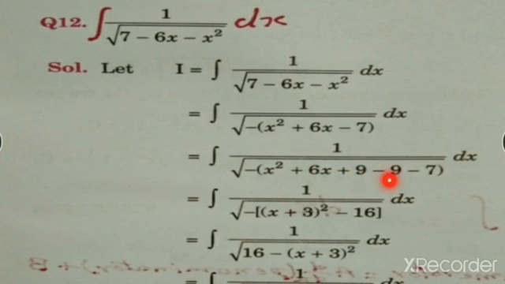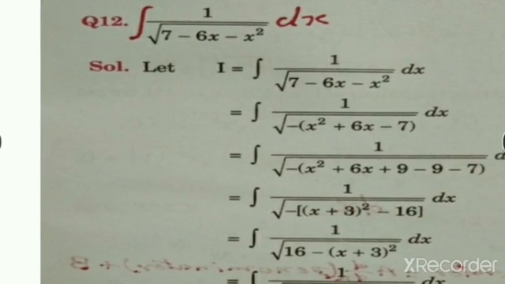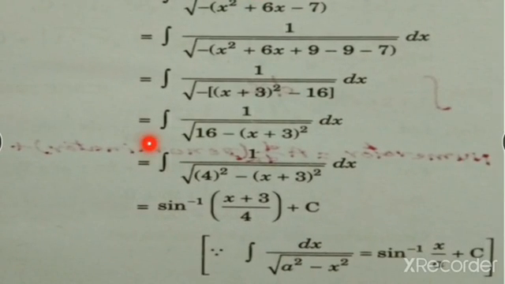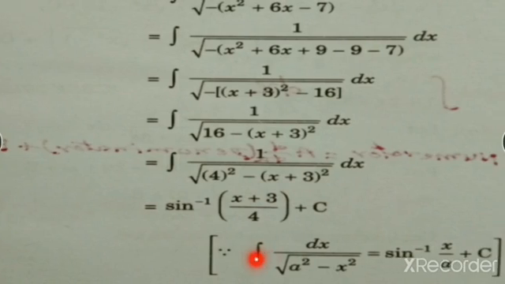Again, inside the root we have x square plus 6x plus 9. Add 9 and subtract 9, minus 7. This can be written in a square plus 2ab plus b square format, that is x plus 3 whole square minus 9 minus 7, which is minus 16. Means I is equal to integration 1 upon root 16 minus (x plus 3) whole square, that is integration 1 upon root 4 square minus (x plus 3) whole square. This is written in this formula.